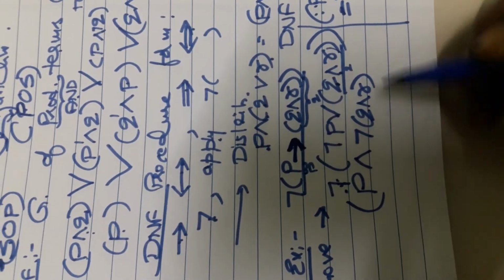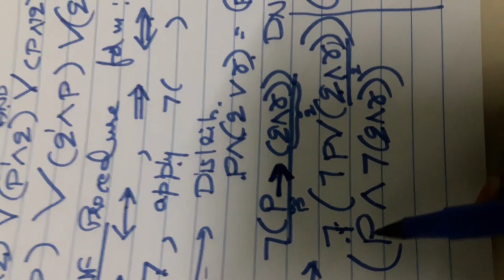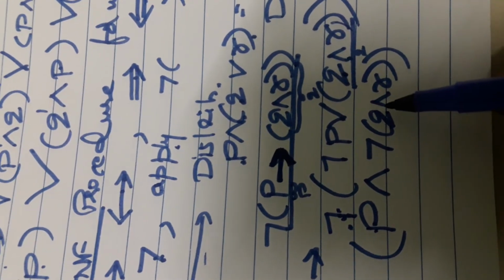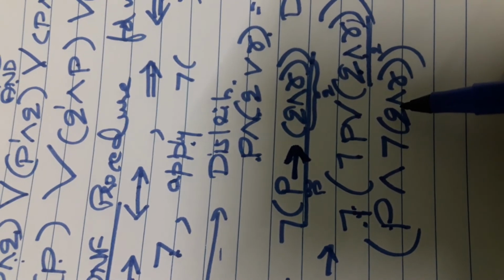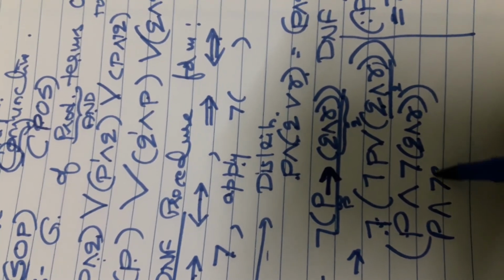Now apply the distributive law. What is the distributive law? P and this considered as Q. Again, this negation you can apply now here: P and negation Q.